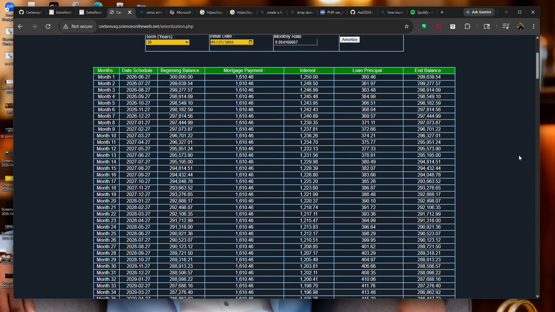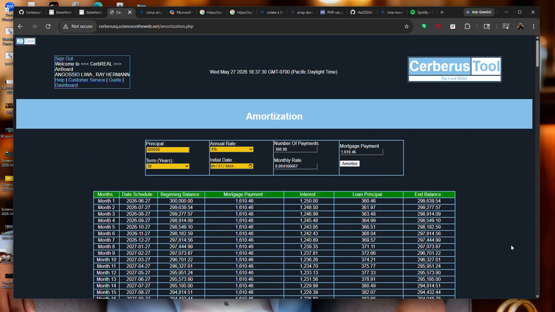So we have an amortized schedule of, for instance, $300,000. You have $300,000. The annual rate is 5%. It could be different, but I put 5%. And you have the schedule, which is the term. The term on the schedule is going to give 30 days, no, 30 years.